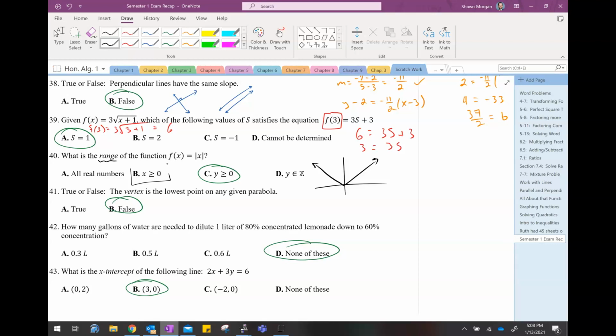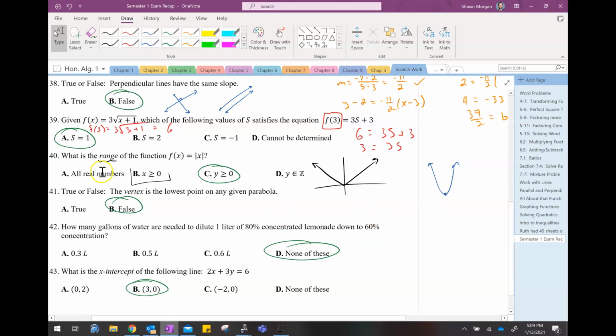Domain pertains to x values. Range pertains to y values, all right? The reason that number 41 is false, I don't want this to seem like a trick question, but a lot of you guys, if you missed this one, probably thought, well, coach, there's a parabola, and you've taught us that the lowest point on that parabola is the vertex. And while that's very true, read the sentence again.